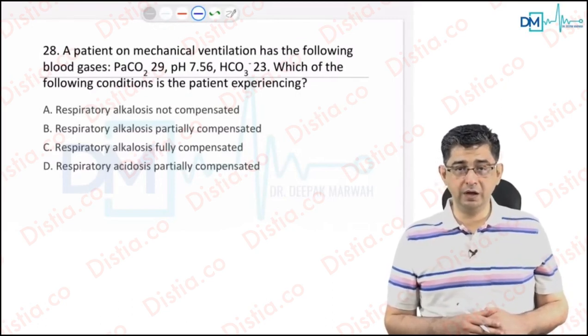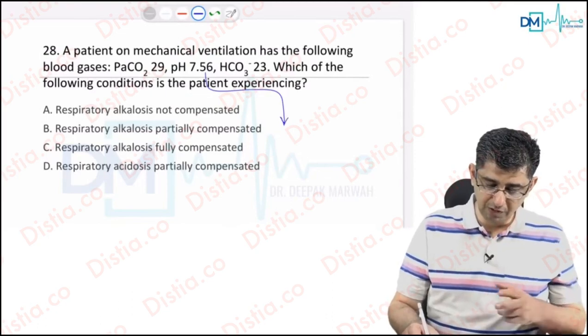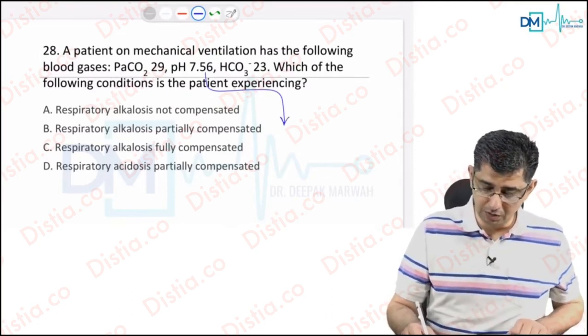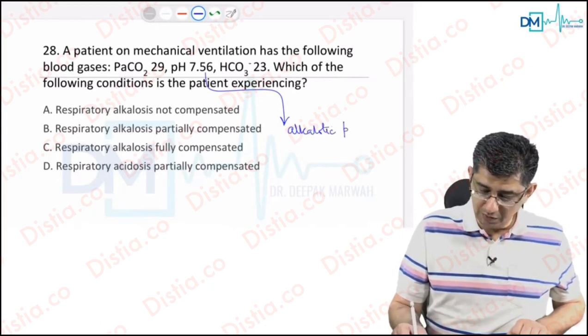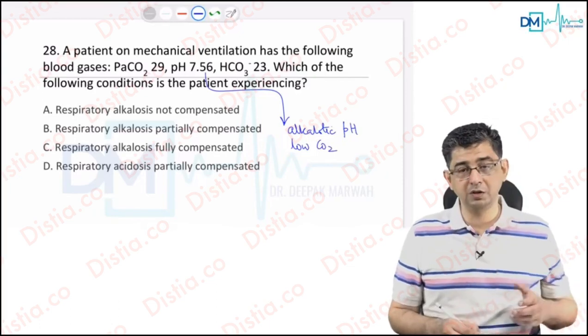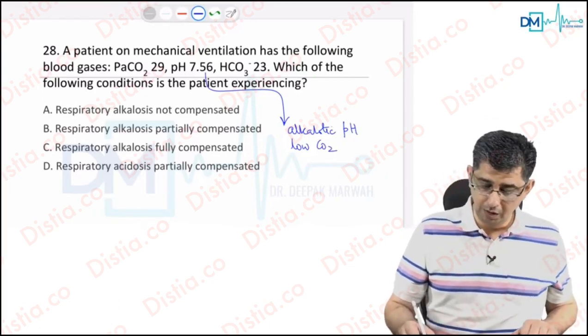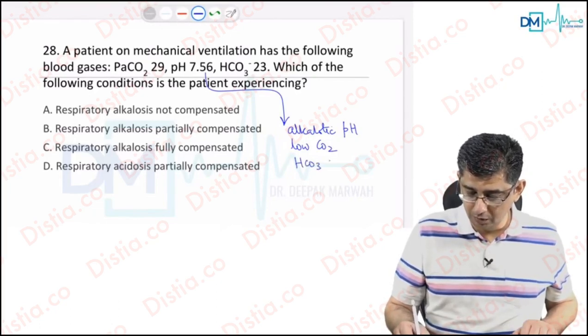A patient on mechanical ventilation is having the following changes. Even if he gives you the PCO2 first and then pH, first read the pH. This is an alkalotic pH once again. This patient is having a low PCO2. So this tells you that low PCO2 could be explaining the alkalotic component. Let us look at bicarbonate. The bicarb value of this patient is normal.